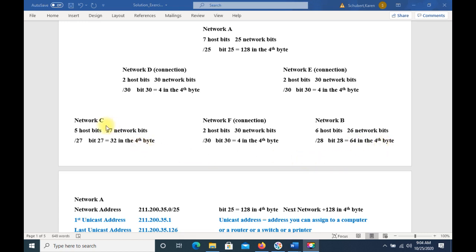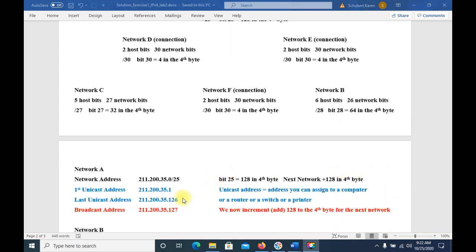For network C, 5 host bits, 27 network bits, a subnet mask of /27, we know that bit number 27 is in the 4th byte and it's worth 32. For networks D, E, and F, each we have 2 host bits, 30 network bits, a subnet mask of /30, and bit 30 is in the 4th byte and it's worth 4.